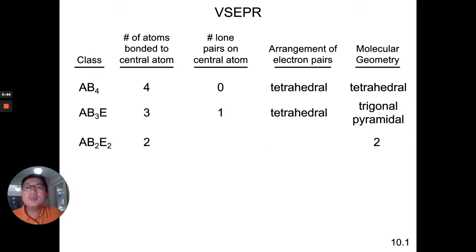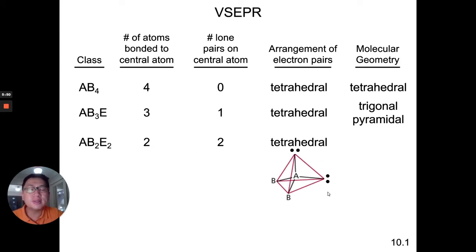If you had 2 bonded atoms and 2 lone pairs, normally 2 and 2 is tetrahedral, but if 2 of those things were lone pairs, the shape that you have left is also known as bent. The water molecule, Lewis dot structure of water, has 2 bonded atoms, 2 hydrogens, and 2 lone pairs on the center atom. Remember, this is all based on the center atom. On the center atom, oxygen, I have 2 atoms attached, 2 lone pairs. This molecule is bent.